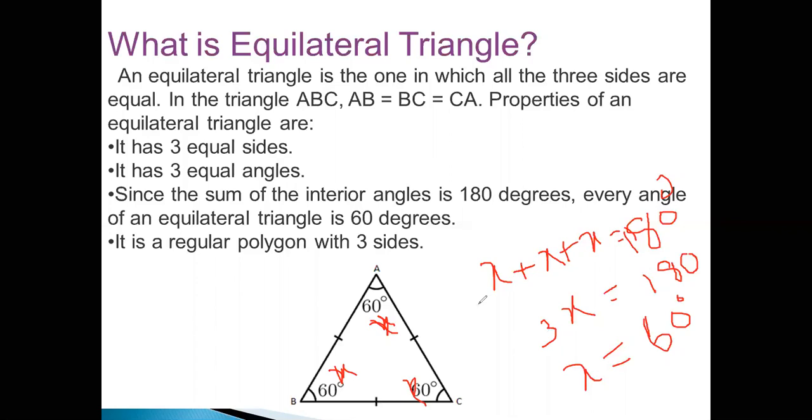Now we have discussed the three types of triangle based on the sides. The first is the scalene triangle, where all three sides are unequal. The second is the isosceles triangle, where two sides and two angles are equal. The third is the equilateral triangle, where all the sides and all the angles are equal.